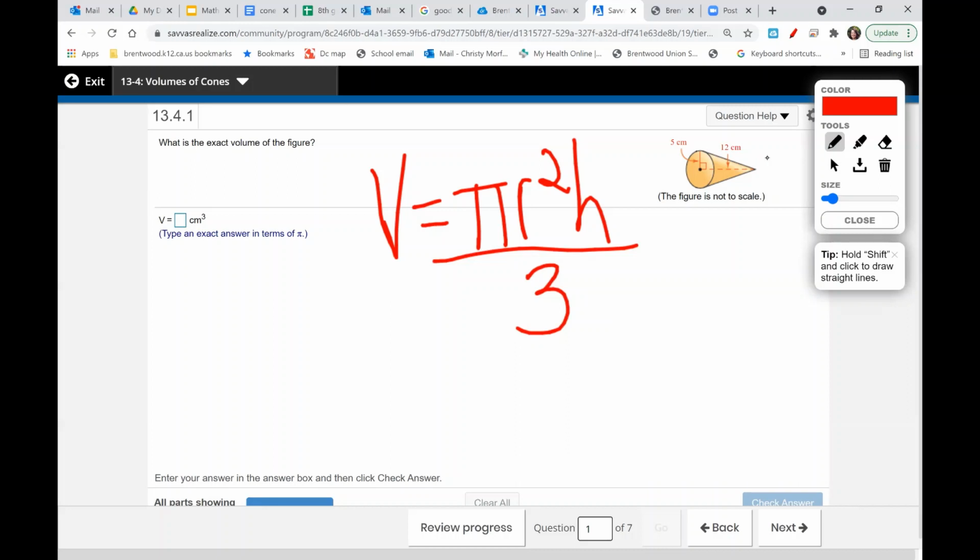Everything else is the same, and you'll finish by dividing by 3, and I'll show you in a little bit how to do that on your calculator. So there's your formula. The question help will remind you of the formula. You also could take a picture of that with your phone, but the steps are exactly the same.